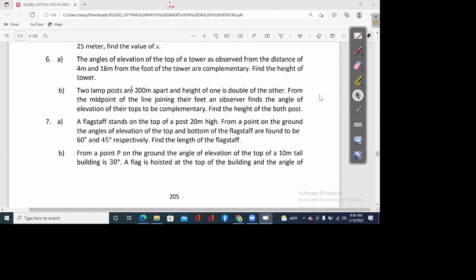Two lampposts are 200 meters apart. You can see or not? Two lampposts are 200 meters apart. One is double of other. From the midpoint, the angle is found to be complementary. So this is the important part, okay, which I have highlighted.